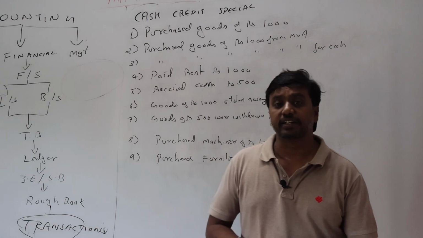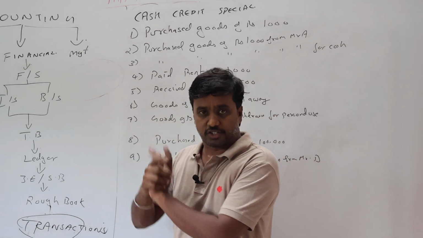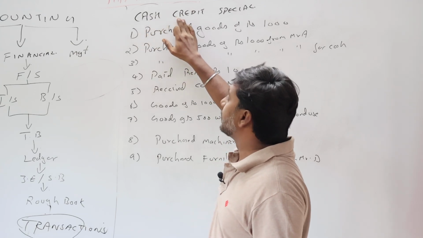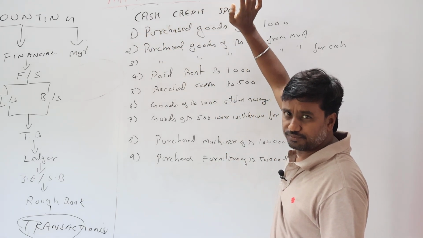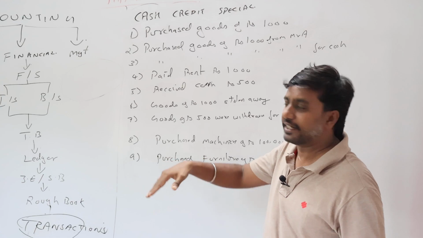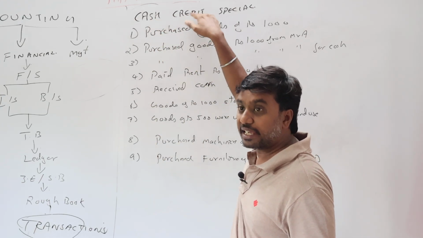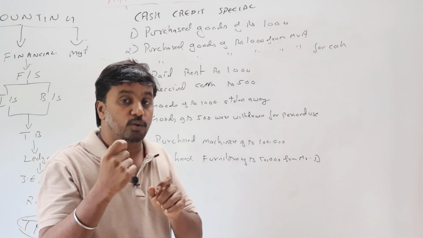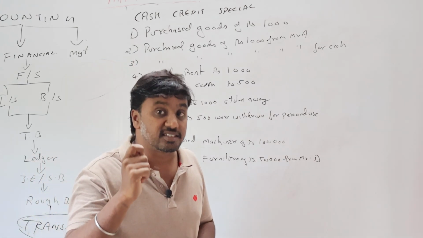Now, we continue from where we finished. We understood the three types of transactions: cash, credit, and special. Special we will come to in a little more detail. For cash and credit, I gave the example of the canteen. Now, let me make you understand with the help of some transactions.